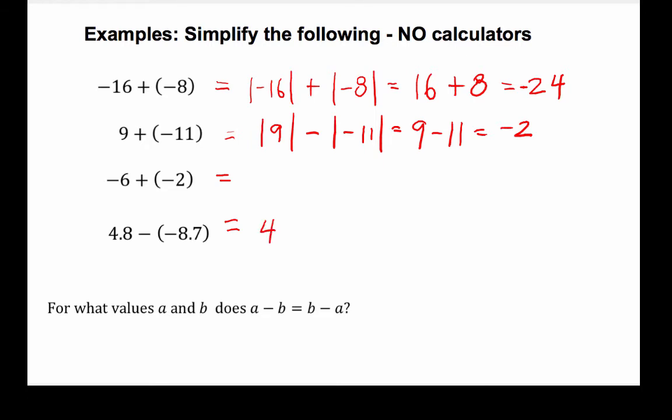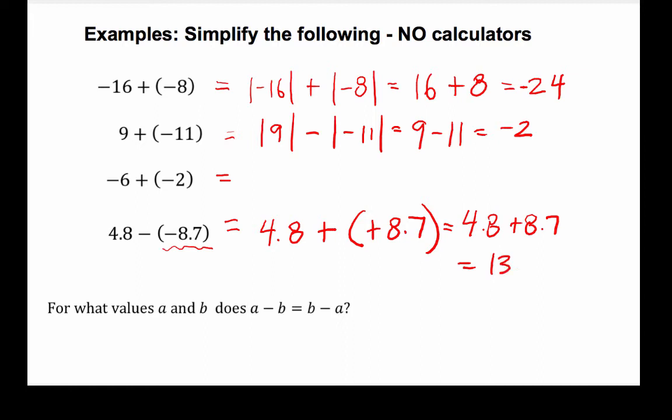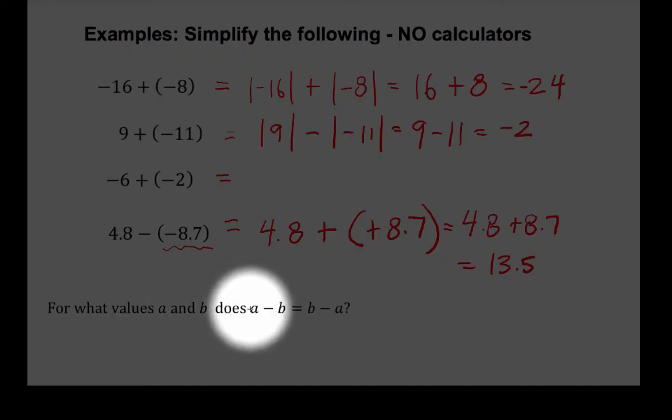Now, 4.8 minus negative 8.7. Well, we had a rule that says we can turn any subtraction problem into an addition problem by adding the opposite. So here we subtract negative 8.7, so we're going to add positive 8.7. Well, we don't really need the two addition signs, so this is asking us what is 4.8 plus 8.7, which is 13.5.